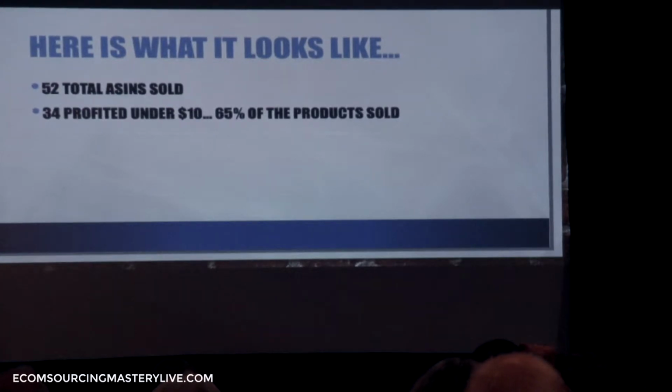34 of those products brought in under $10 in profit, roughly 65%. 8 of those profited from $10 to $20, okay? That's 15%. So that's 80% of them right there, and we're up at 40 of the 52. 5 of those profited between $20 and $50. 4 of those profited between $50 and $100. 1 of them profited $1,300. Right?